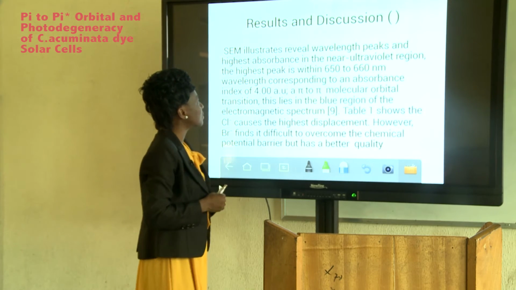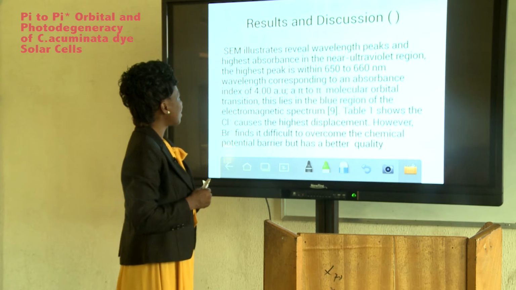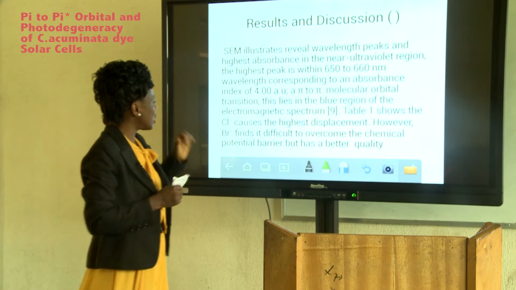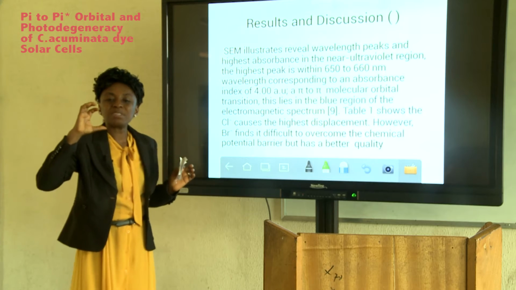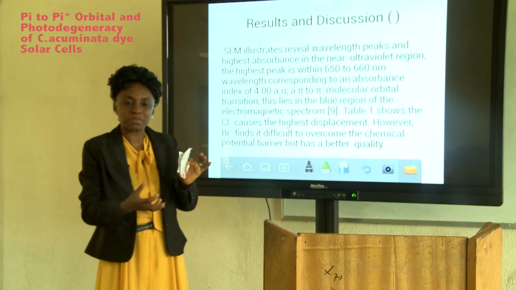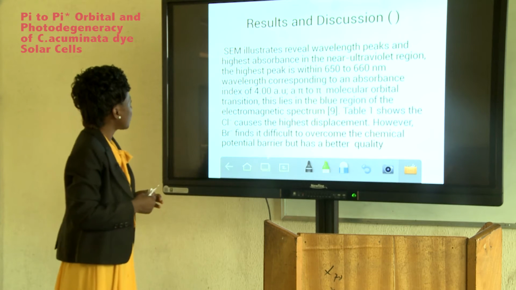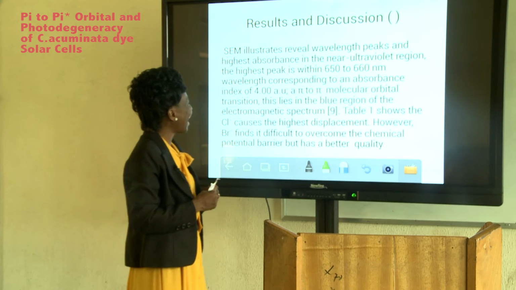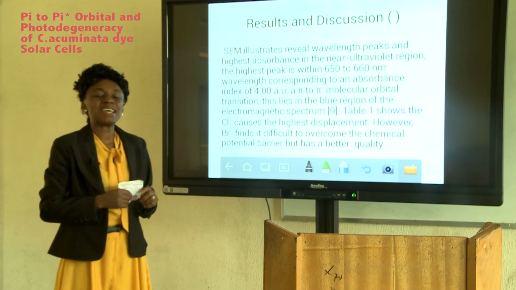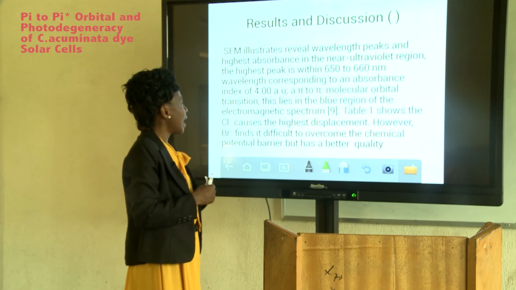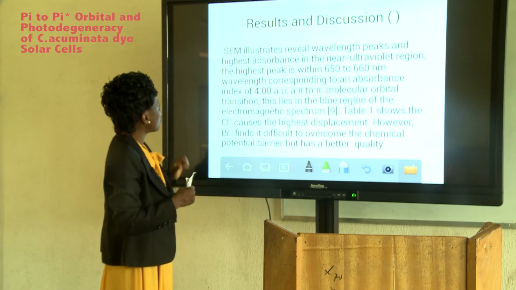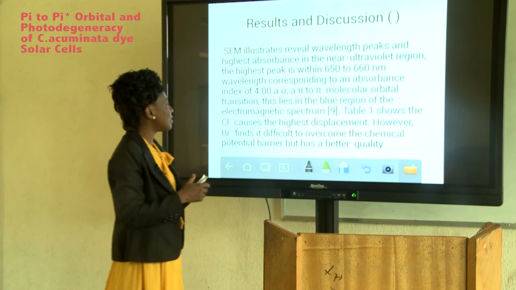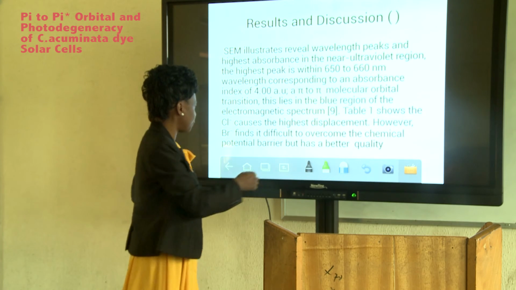Okay, the SEM results illustrate some wavelength peaks. The scanning electron microscope is actually able to give us an in-depth view. It tells us a story of what happens at nano depths under the layers. We'll see that it reveals wavelength peaks and highest absorbance occurs in the ultraviolet region, which means that aside from what happens in the UV section, at 650 to 660 nanometers, absorption also occurs, and it's also corroborating with the UV. It's in the blue region of the electromagnetic spectrum. Let's go on.